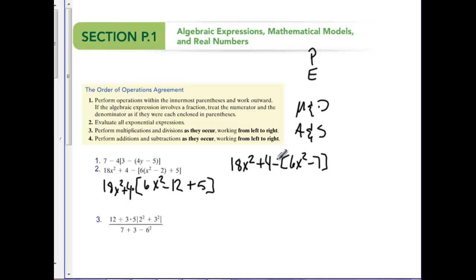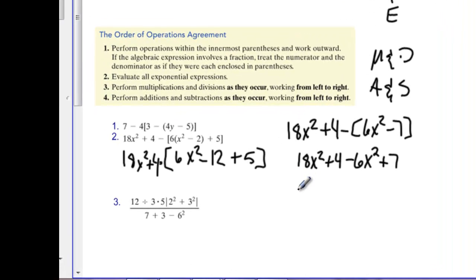Now we can clear the brackets. I'm going to distribute the negative through. So we end up with 18x squared plus 4, the negative 6x squared, everybody's pretty good about that one. It's this next one: that negative also has to go to that negative 7, so it becomes a plus 7. Combine like terms. The 18x squared and negative 6x squared give you 12x squared, and they're like terms because they have the same variable with the same exponent. And then plus 11, because the 4 and the 7 go together. That's all you can do to that.